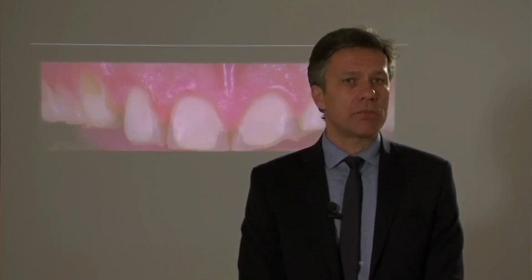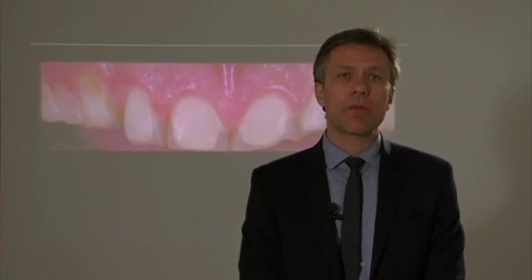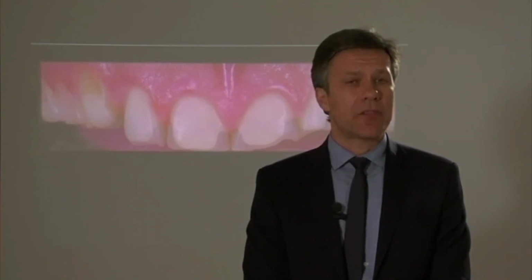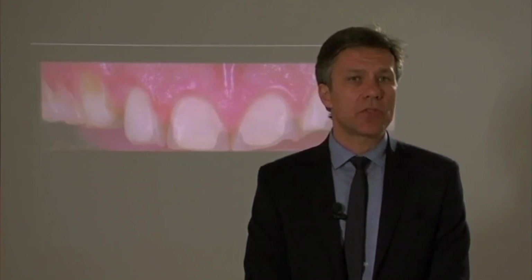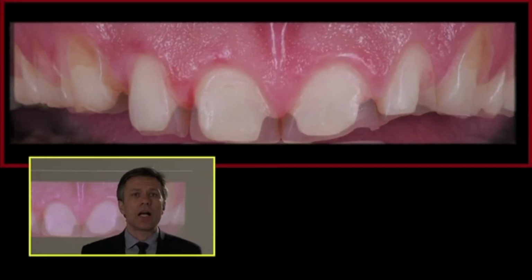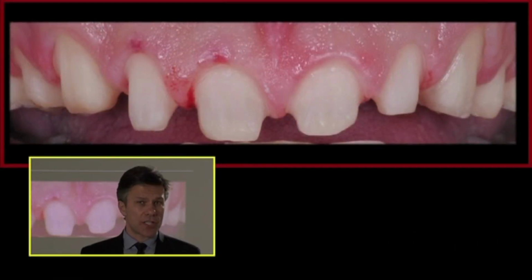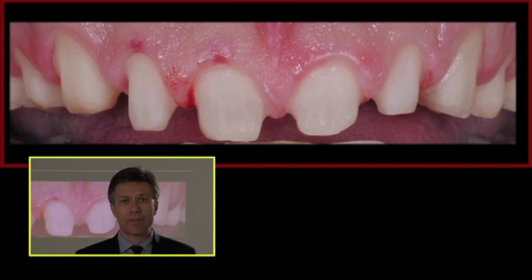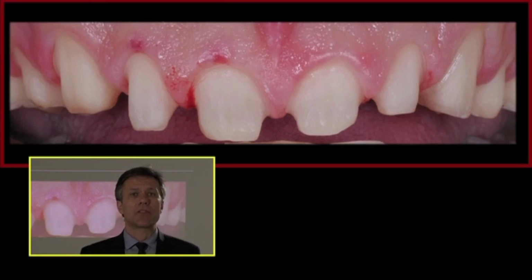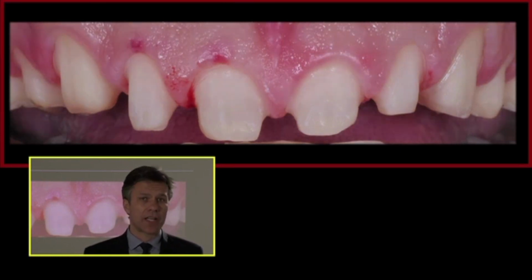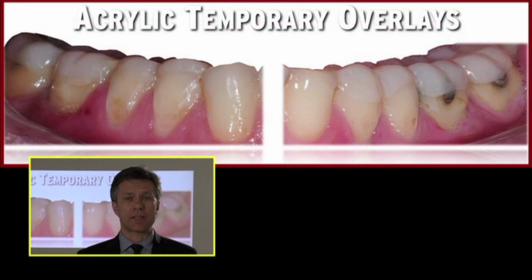So we did some conservative tooth preparations. We can see by transparency that some parts of the tooth weren't touched at all. I tried to keep all my margins in enamel, trying to keep all my finishing lines around 0.4, 0.5 millimeters of thickness, trying to be minimally invasive but working at 360 degrees.